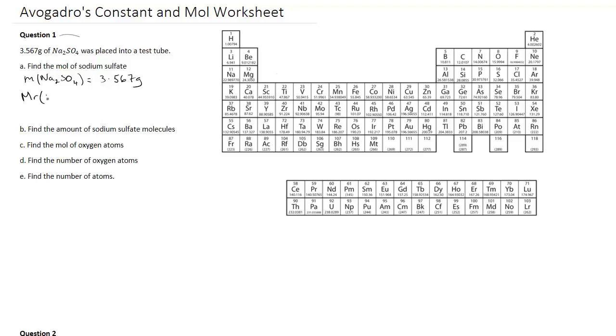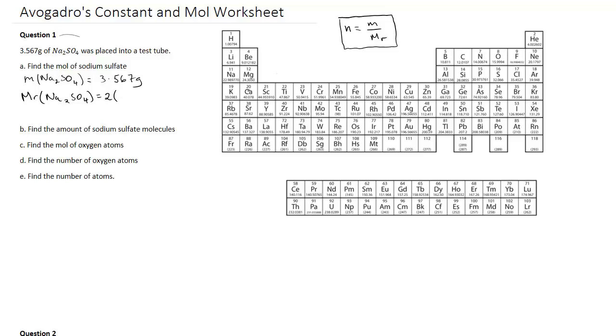The next thing that we need to do, remembering our flowchart, is work out the molar mass of sodium sulfate, because our molar mass helps us work out the mole of substance using this equation: mole equals mass over molar mass. Okay, that's how we get the mole. This is a very important formula.